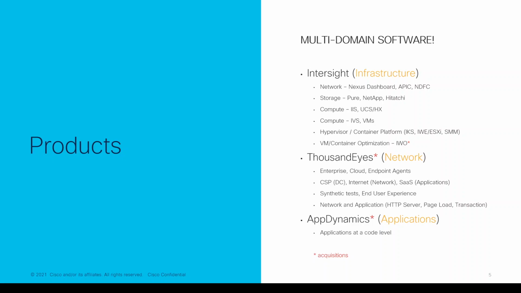Let it be known that for endpoint agents, there's a limited number of tests that you can run. And I think it's just a network test and an HTTP server test. With enterprise and cloud agents, you get all of the test capabilities across network and application, where application, it's HTTP server, page load, and transaction tests. Finally, AppDynamics. Again, this is aligned to deep applications, right?